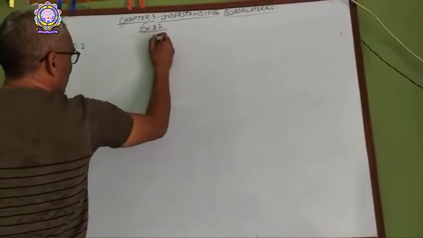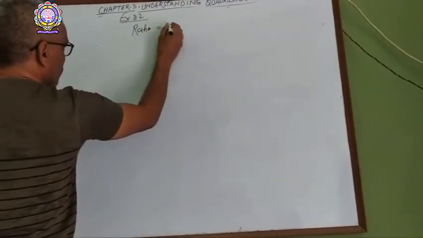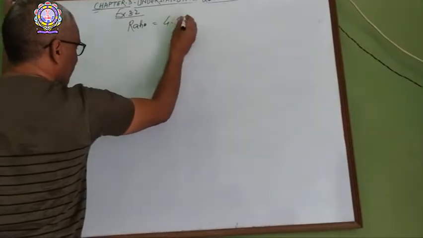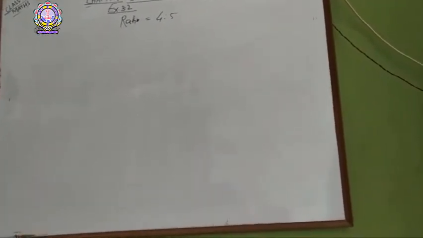Our question 2 is: the adjacent angles of a parallelogram are in the ratio 4 and 5. This is the ratio. Find the measure of the 4 angles of a parallelogram.